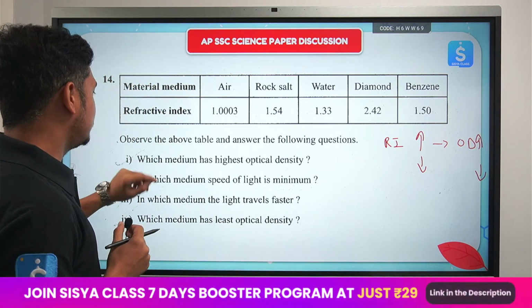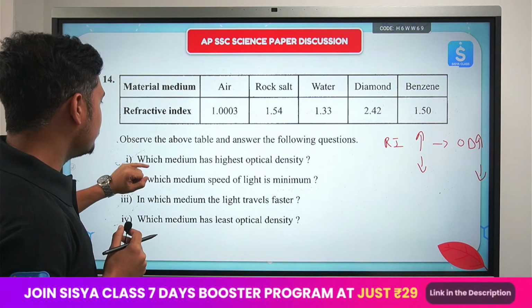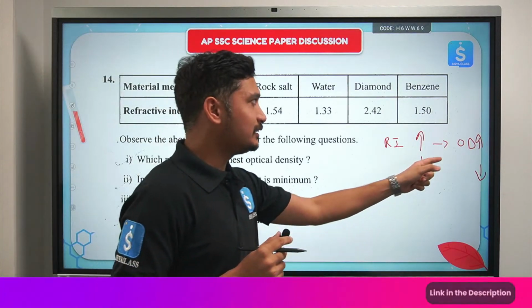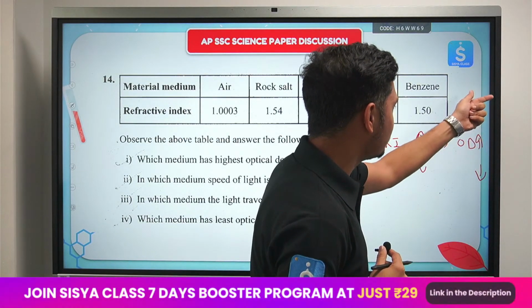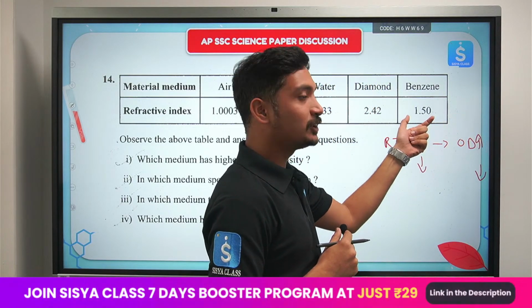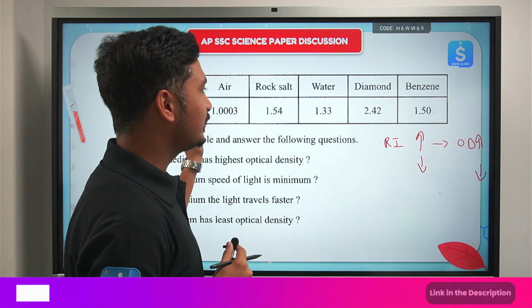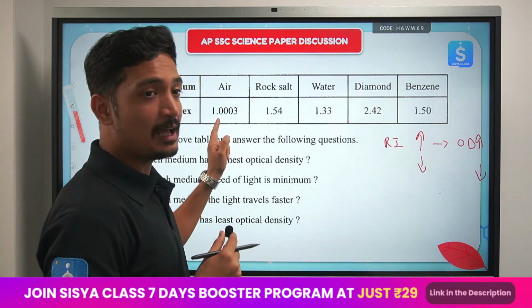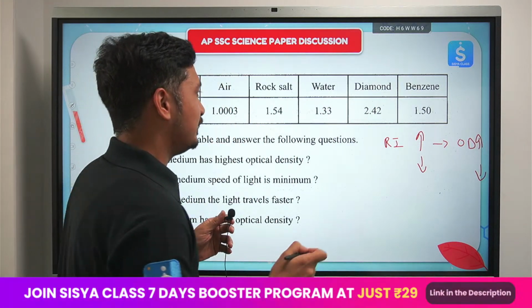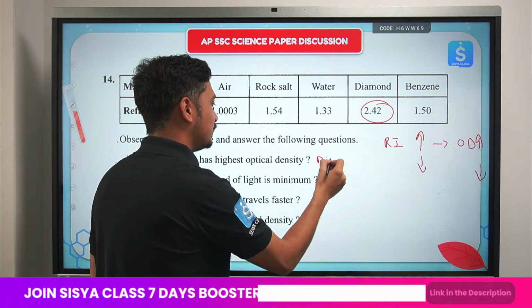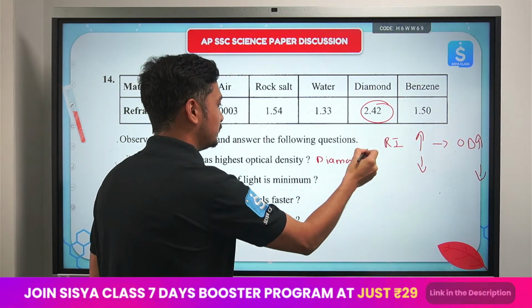Okay, now in this table, you see in this question we have: which medium has the highest optical density. If optical density is high, then the refractive index should also be high. So the material which has the highest refractive index will have the highest optical density. In that case, that's going to be diamond, and therefore the first answer is diamond. That's how simple it is.